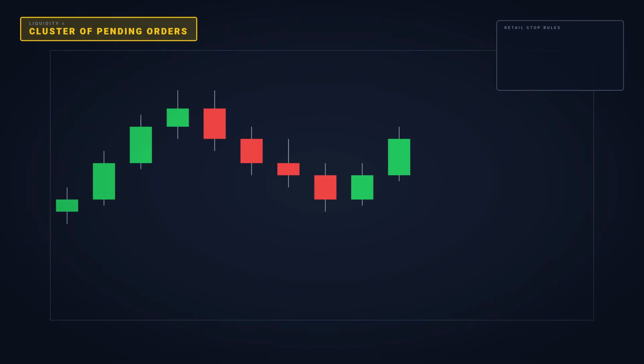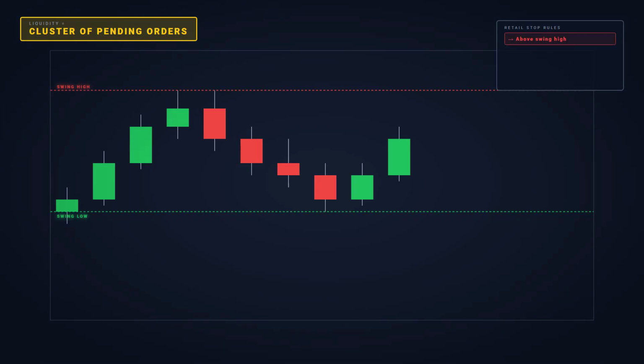Liquidity, in mechanical terms, is a cluster of pending orders sitting in the market waiting to be triggered. These aren't abstract pools of capital. They are physical stop-loss orders placed by retail traders at specific predictable locations. And the reason they're predictable is simple. Retail traders follow the same rules. Place your stop above the swing high. Place your stop below the swing low. Set it just past the round number. Protect yourself at the trend line. Every trader following those rules, and millions of them do, is depositing their stop order into the same location. That location is now a liquidity pool.